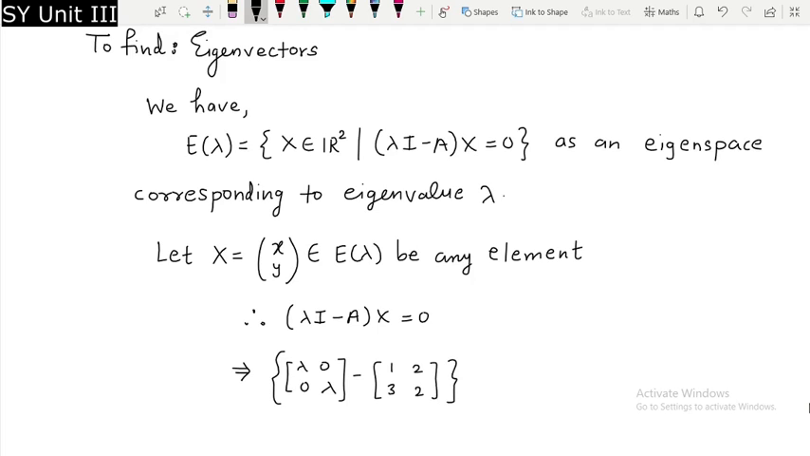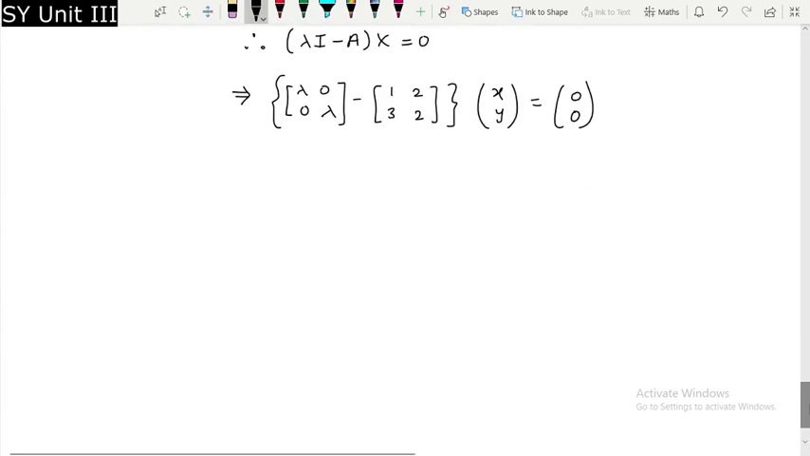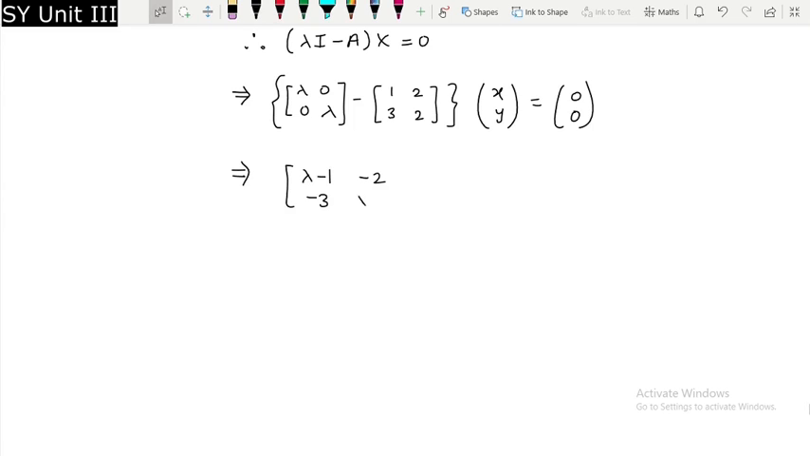Then outside it, (x, y) will be equal to a 0 matrix, a column vector rather. If you simplify it, this implies the matrix with lambda minus 1, minus 2, minus 3, and lambda minus 2 outside the bracket, times (x, y), will be equal to 0. I'll call it star. Now one by one we'll find the eigenvectors.